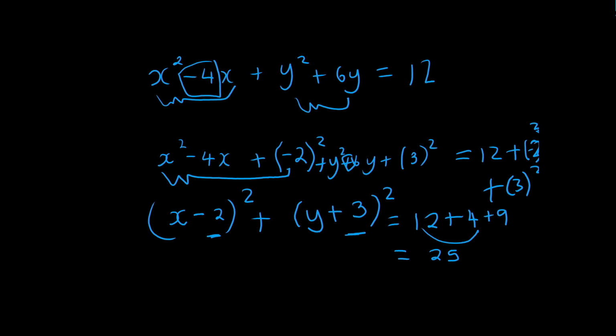So the coordinates of the center, we always change the sign as we take out of the bracket. So therefore, the coordinates of the center of the circle will be 2 and negative 3. So that's the coordinates of the center of the circle.